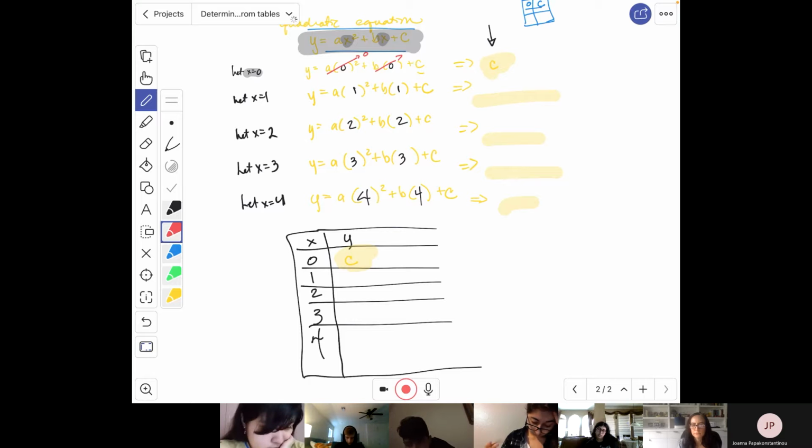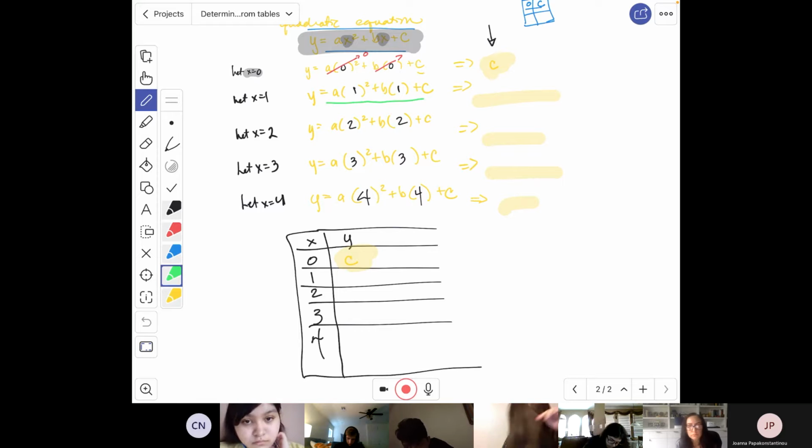Do we think we got it? What did we get for the second one? When we substituted in 1 for x, what was the output? Can anybody tell me? Are we still so busy figuring the other ones out? Eric, did you get it? I think it's A plus B plus C. You are correct. A plus B plus C.